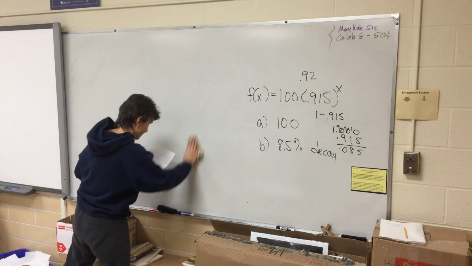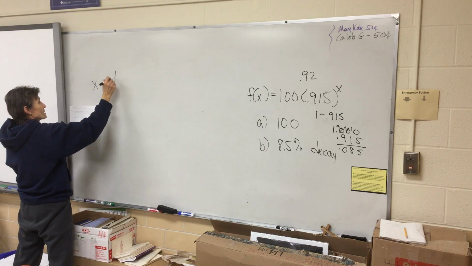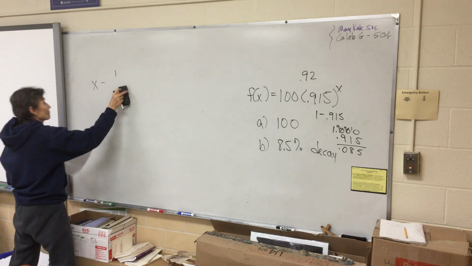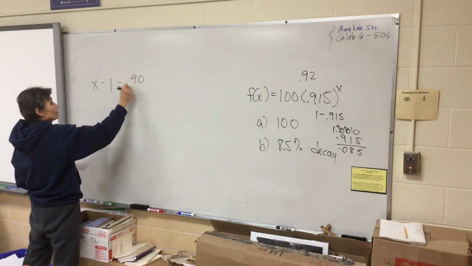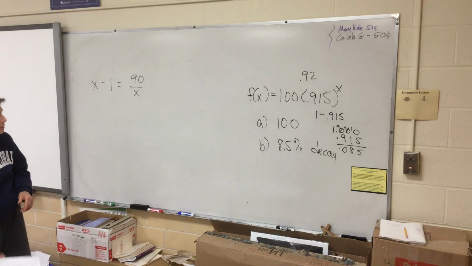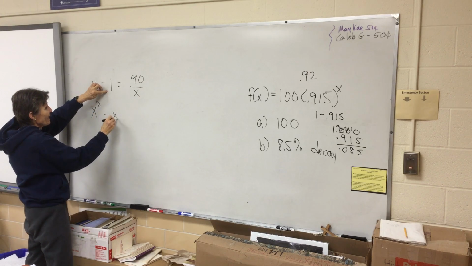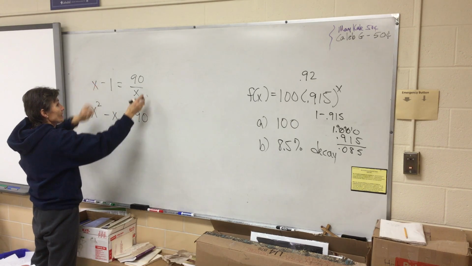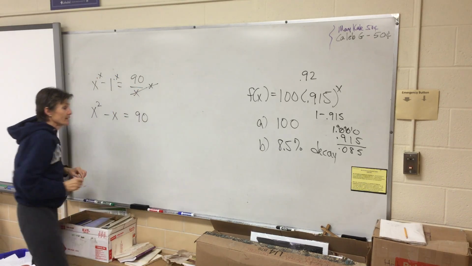Okay, next, what do we got? Oh, we're solving an equation. Oops, that's just one. So the first thing we'll do is multiply through by x. So we'll have an x squared, an x, and a 90, because I am multiplying everything by x and those cancel.